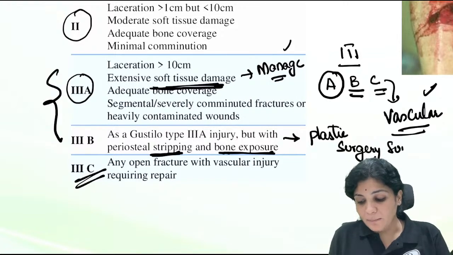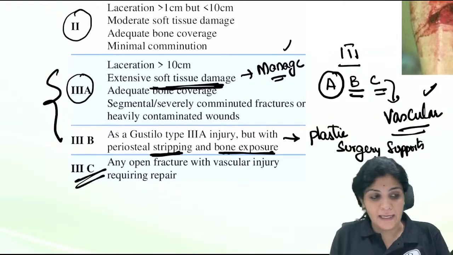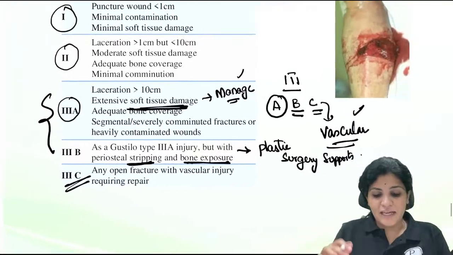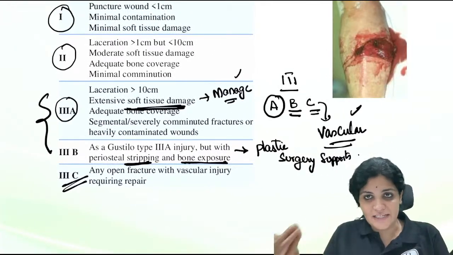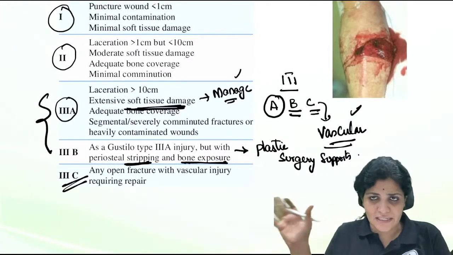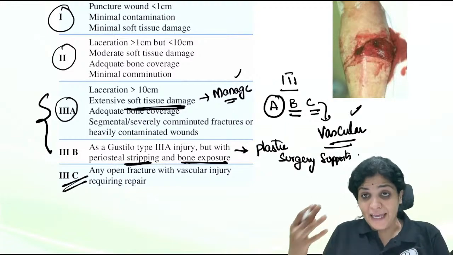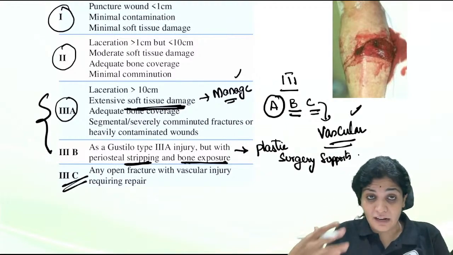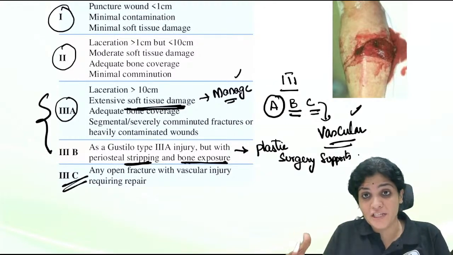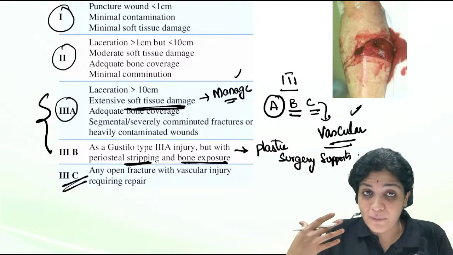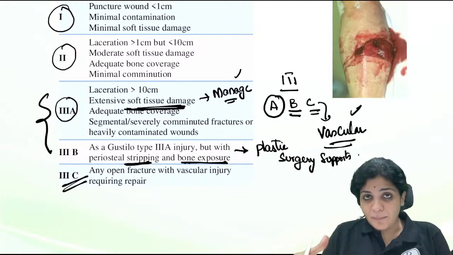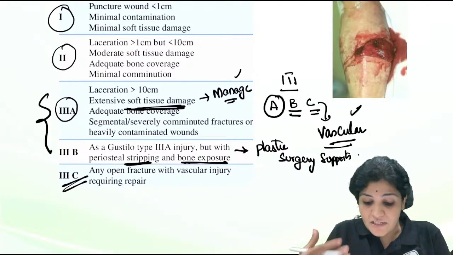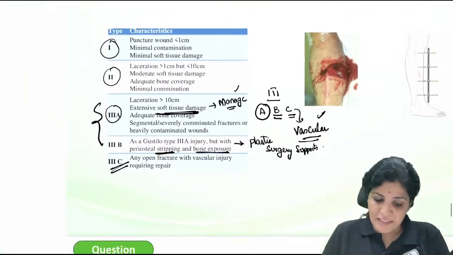So this is very, very important for diagnosis of 3A and 3B. Whenever you say it is 1, it is easy for you because it is less than 1 centimeter. 2 is also easy because it is less than 10 centimeters. But 3A, whenever there is a plastic surgery referral you require because there is a lot of bone exposure and then there is a lot of periosteal stripping, then that is 3B. But if this soft tissue damage is manageable by you, it is 3A.